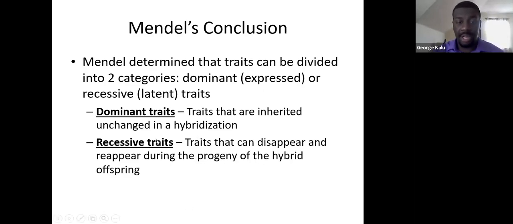Okay. Recessive traits, on the other hand, have the ability to disappear from one generation entirely and then reappear in the next generation. So that was one particular conclusion that was really important for what Mendel was able to find during his experiments here. Okay. So dominant traits were always inherited unchanged, while recessive traits were able to disappear and reappear from generation to generation.